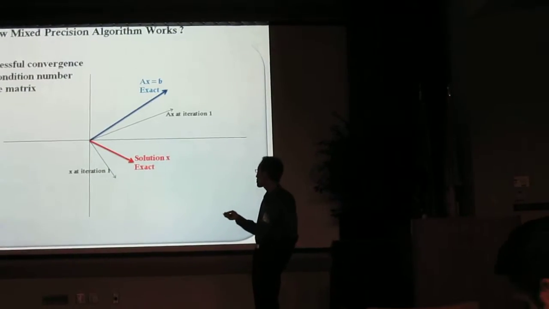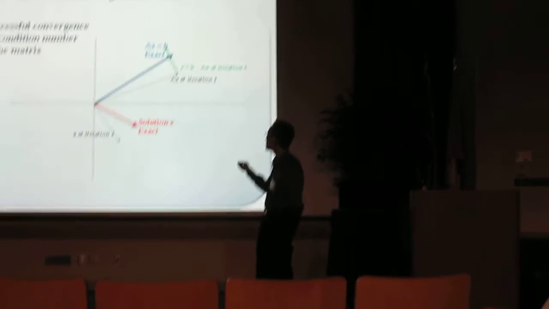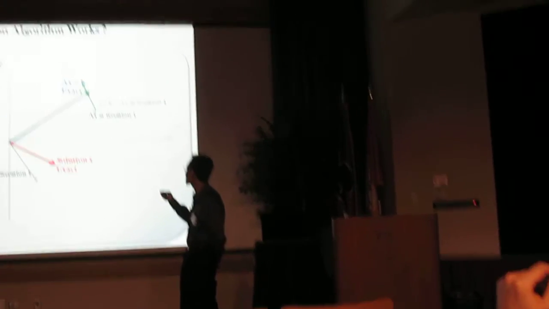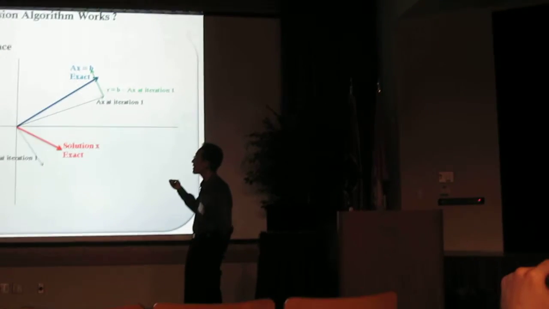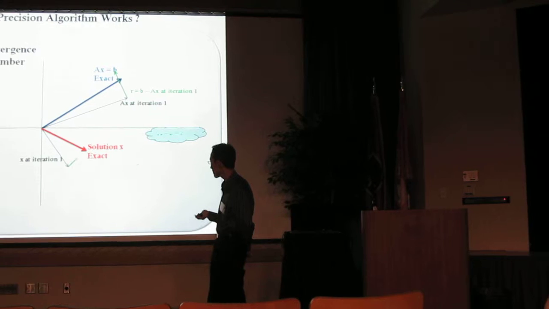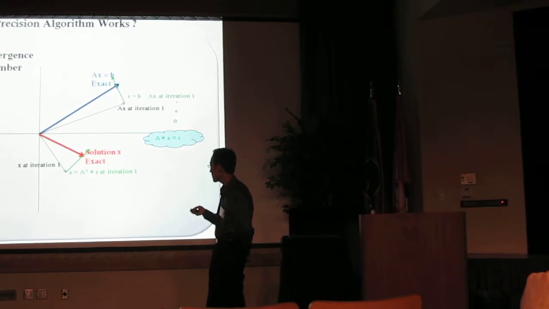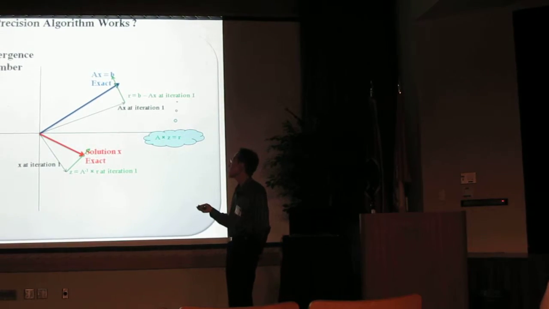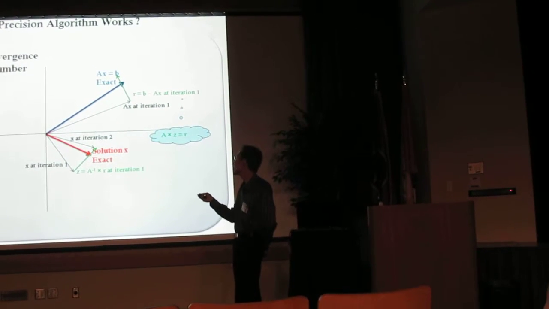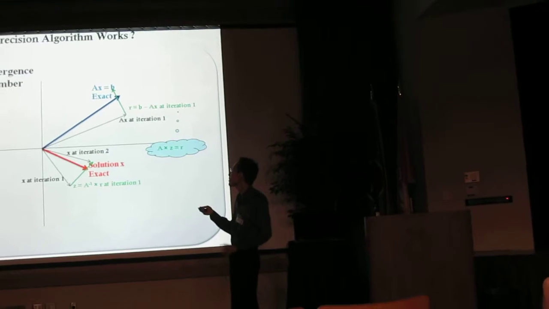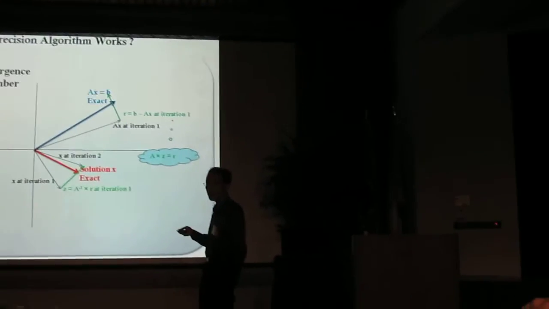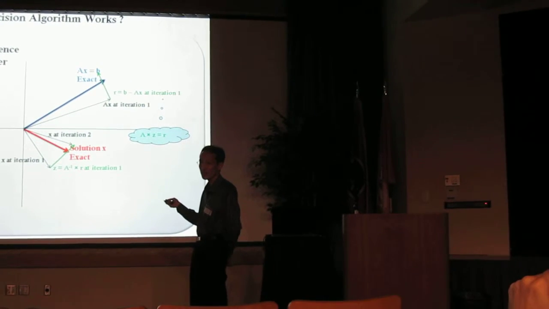If you find the approximate solution, then you can find the residual vector, which is represented by the difference between the vector B and A times X. Once you find the residual vector, you can find the correction vector Z. If you sum up the approximate solution and the correction vector, the second approximate solution gets close to the exact solution. This step keeps going on until you reach a numerically satisfactory solution.